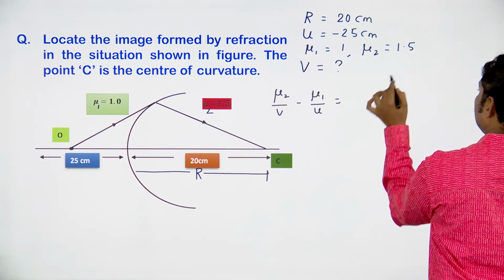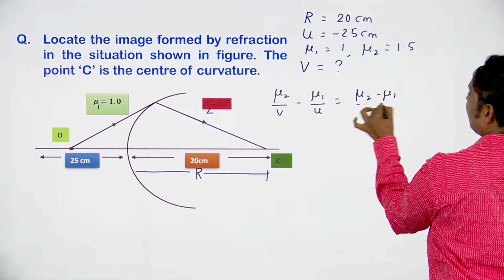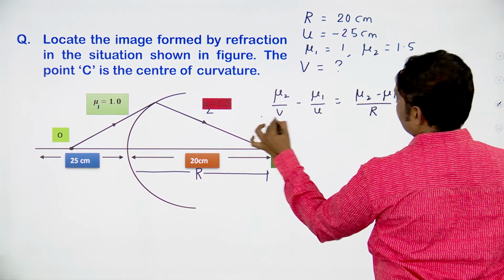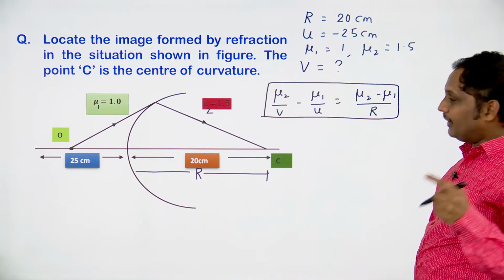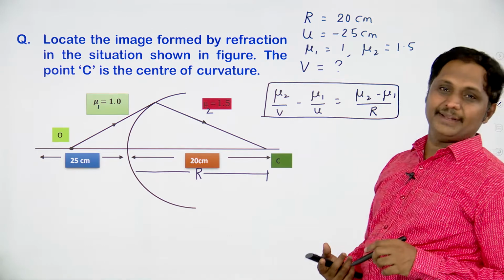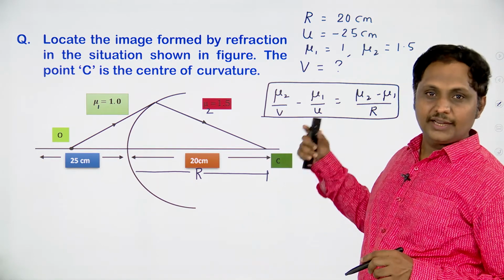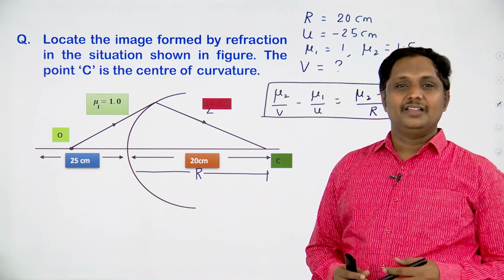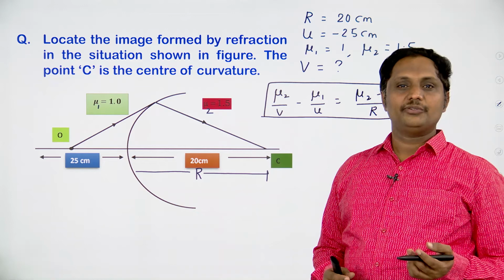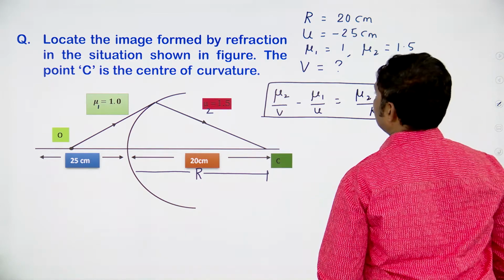Mu2 minus mu1 by R. We would like to apply this formula. After getting all the values from the given diagram, just you can substitute and proceed for the calculations, and you can decide that by getting that image distance, the nature of image is going to be the real or virtual. Let's see. Right, you will get that.